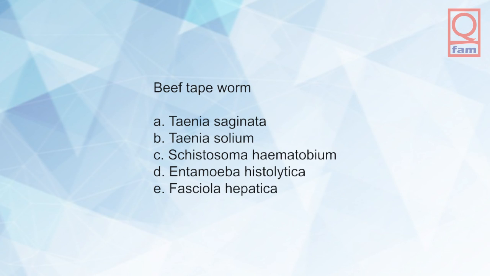Beef tapeworm. A. Taenia saginata. B. Taenia solium. C. Schistosoma haematobium. D. Entamoeba histolytica. E. Fasciola hepatica. The answer is A, Taenia saginata.